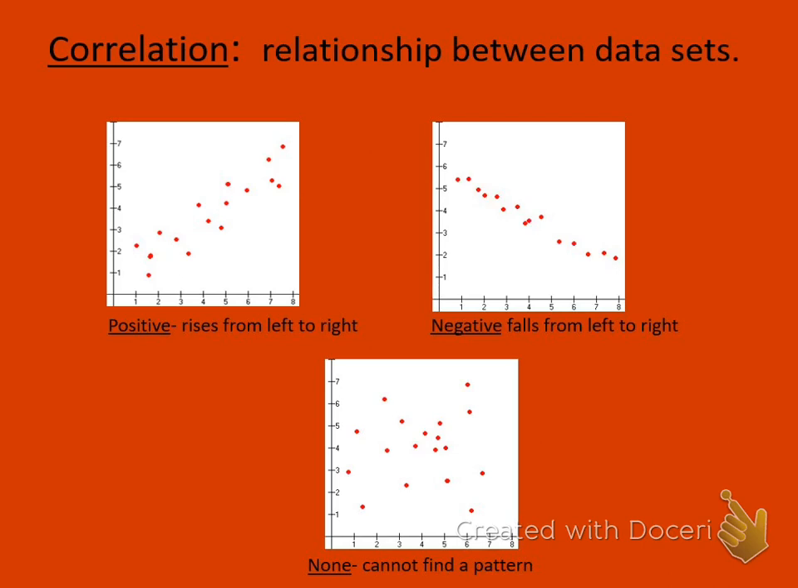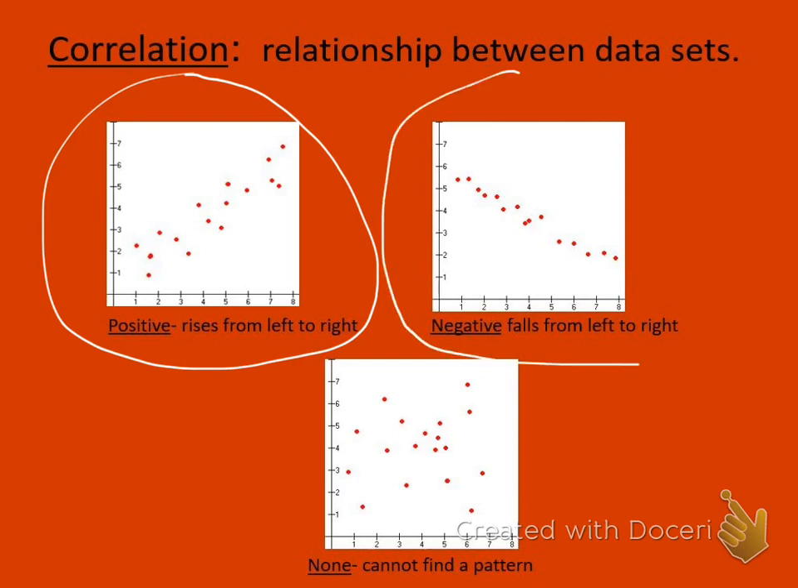So if you look at the first graph, this graph right here, what are those points doing as we move left to right? They're rising. So what kind of correlation does this graph have? Positive. All right, it makes sense. Look at this one. What are these points doing from left to right? Falling. So what kind of correlation do they have? Negative.